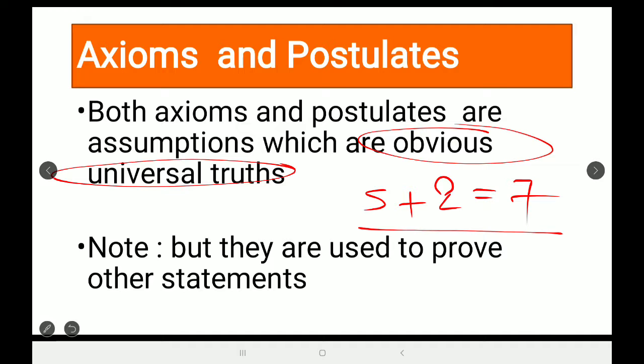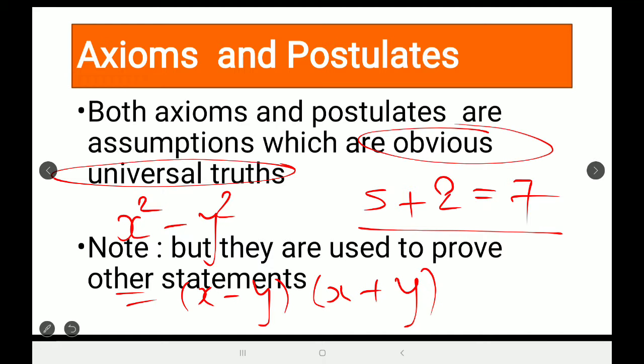These are some expressions like, x square minus y square equals x minus y, x plus y. You can use this expression to solve this identity, to solve other examples like this. Axioms and postulates are used to solve some of the examples. Let's understand.